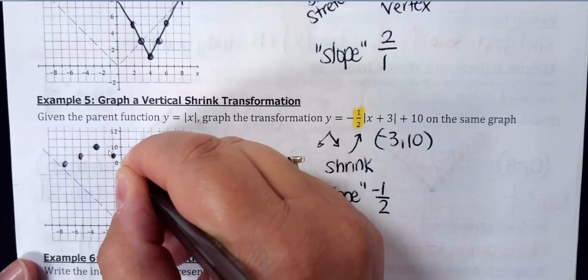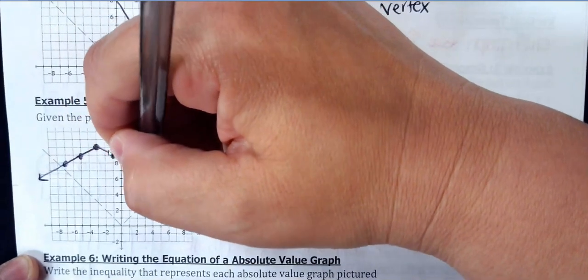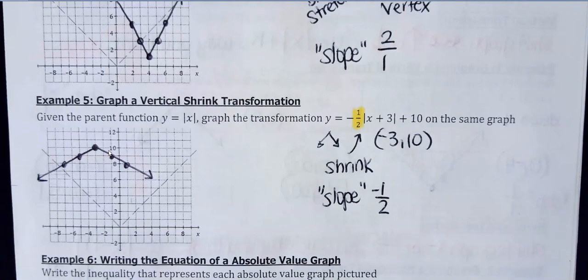And again, you don't have to draw a million points. If you have about 5 points, that should be a good idea for you to get a good shape. And I know this is flipped over, so it's maybe a little bit harder to compare to the parent function that's graphed there, but this is much wider than just y equals absolute value of x. And then this one is flipped over. It's shifted left 3 and up 10.